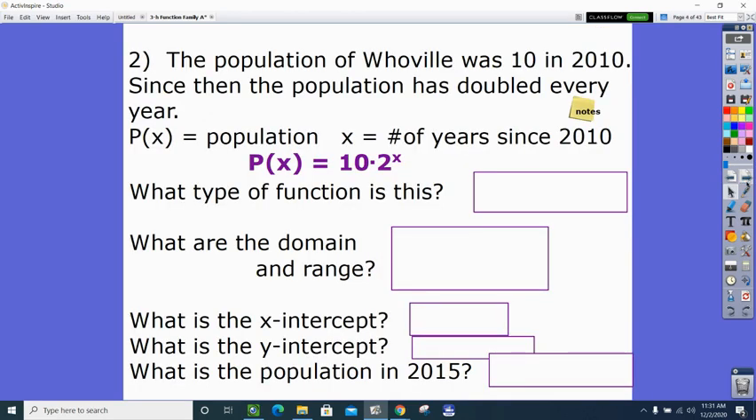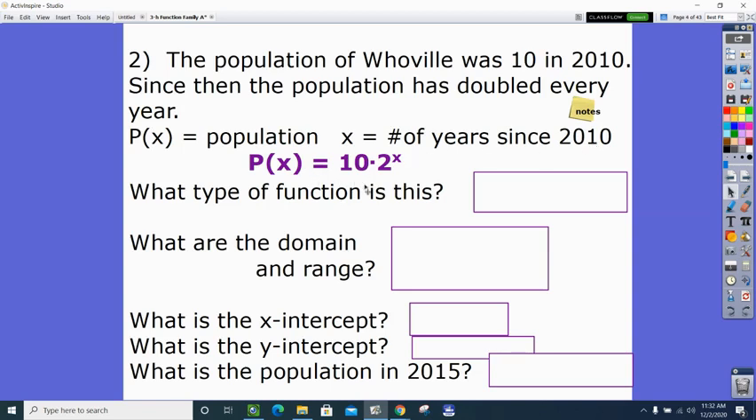The population of Whoville was 10 in 2010. Since then, the population has doubled every year. We're going to let P of X be the population, the number of Whovillians, and we're going to let X be the number of years since 2010. It's not the year, it's the years since 2010.